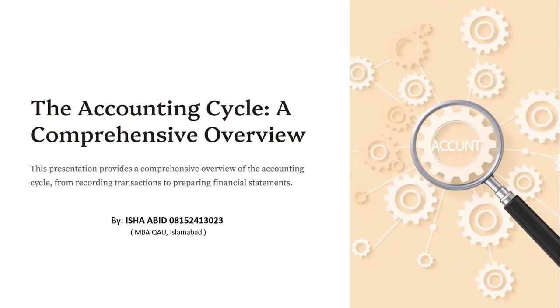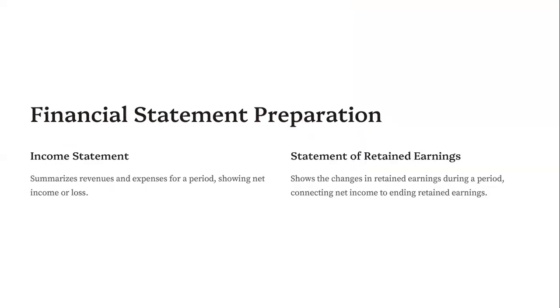In this chapter we examine how companies prepare general purpose financial statements used by investors, creditors, and managers. In addition, we discuss how certain events are disclosed in the notes that accompany financial statements. Financial statements preparation. For financial statement preparation, we require an income statement summarizing revenues and expenses for a period, showing net income or loss.